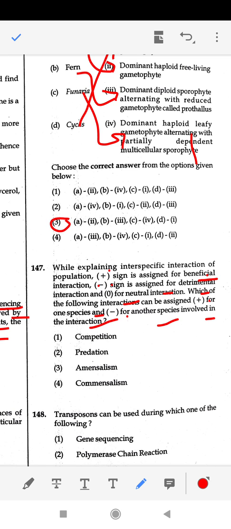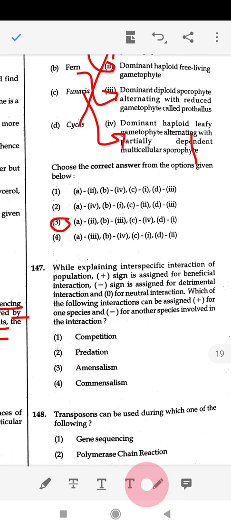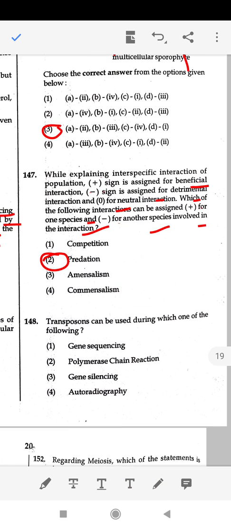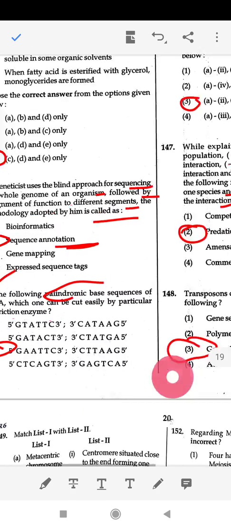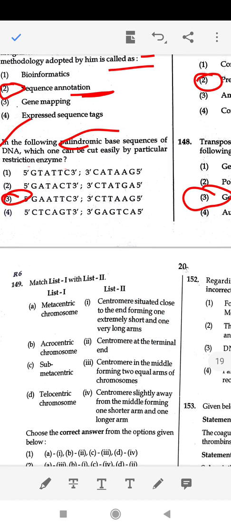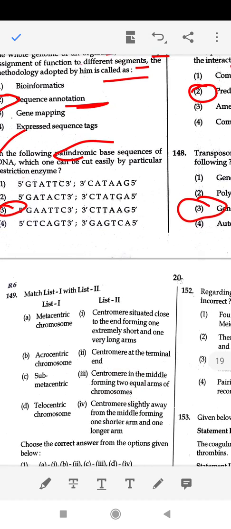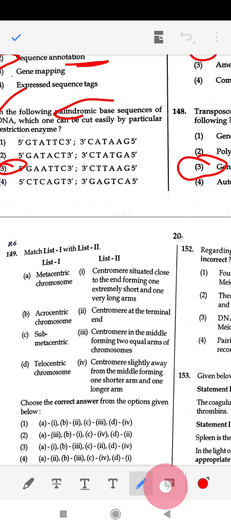Right answer is 2, that is predation. Next is, transposons can be used during which one of the following? That is gene silencing. Match list 1 with list 2. Here comes the right answer, that is 2.